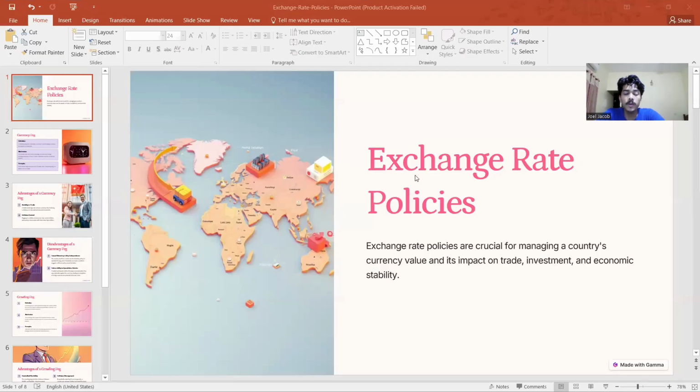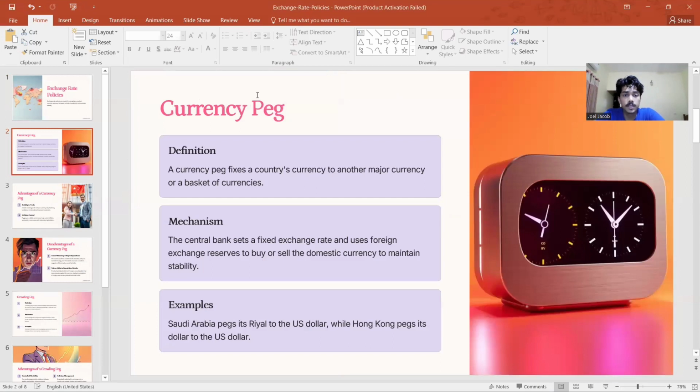So, good morning. I'm going to speak on exchange rate policies. Exchange rate policies are crucial for managing a country's currency value and its impact on trade, investment, and economic stability. So, let's get more into it. And the topic is currency peg.